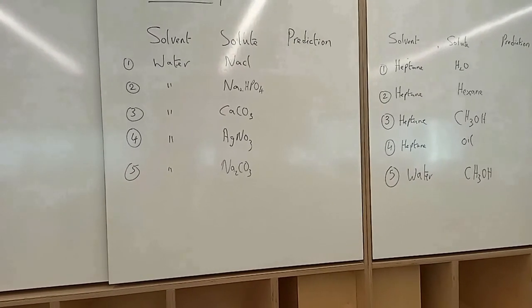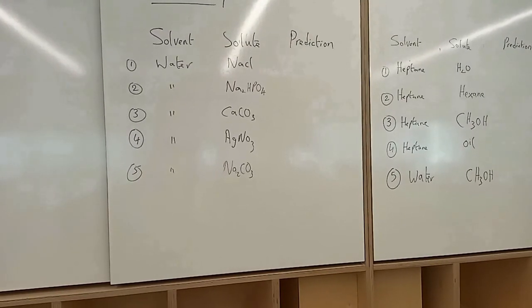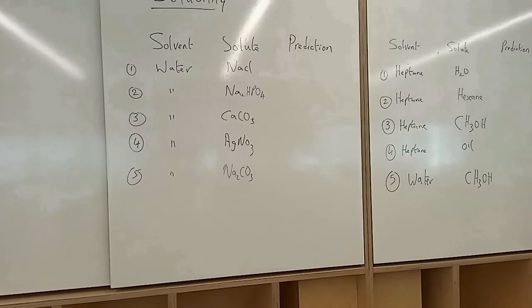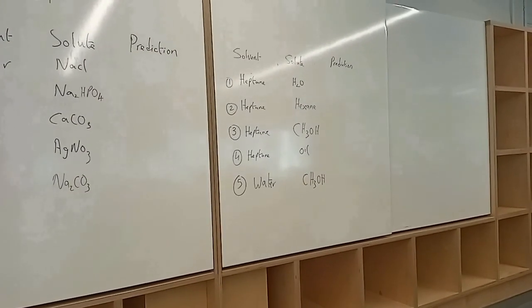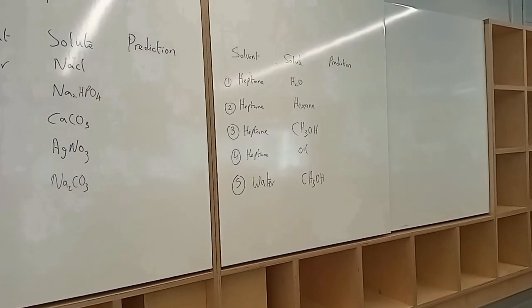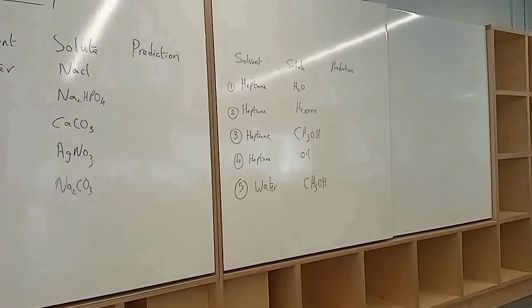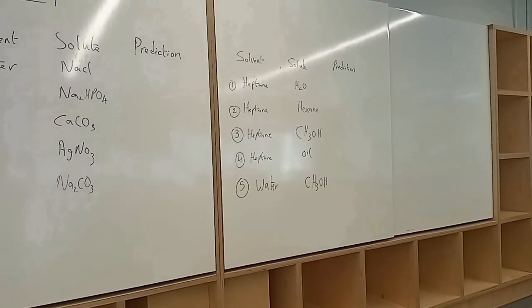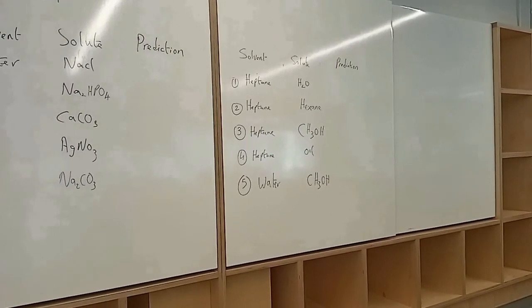Please pause the video over here if necessary. In the second set, the solvent is heptane, and the solutes are water, methanol, hexane, and oil. However, in the last test tube, the solvent is water and the solute is methanol. Try to predict the solubility in each test tube.